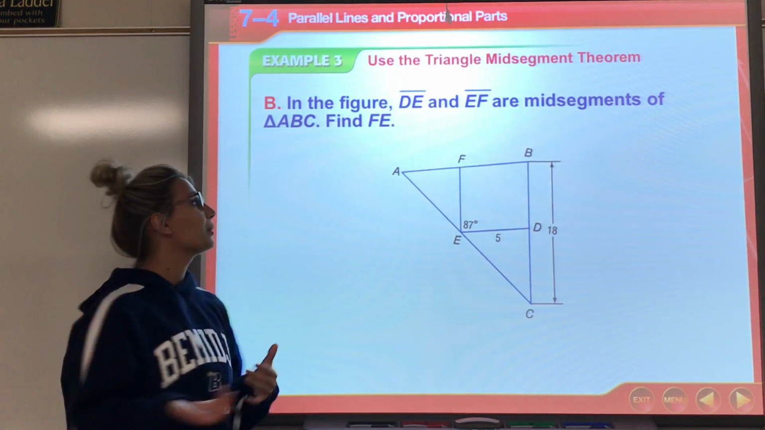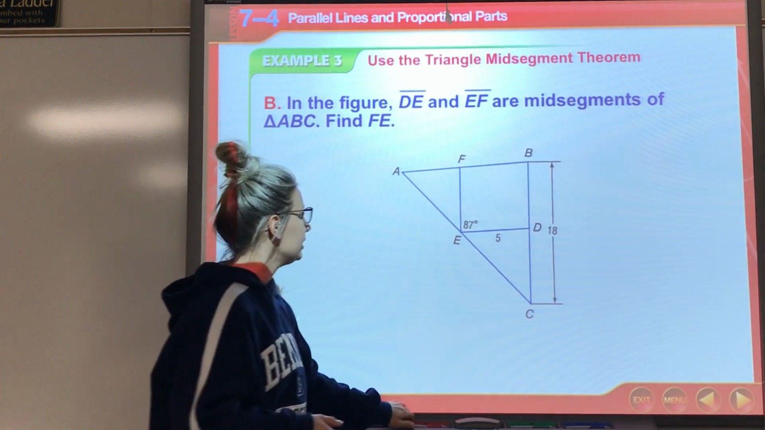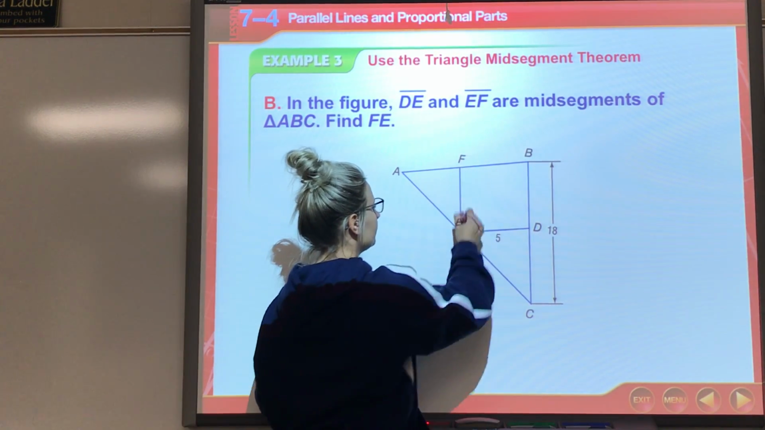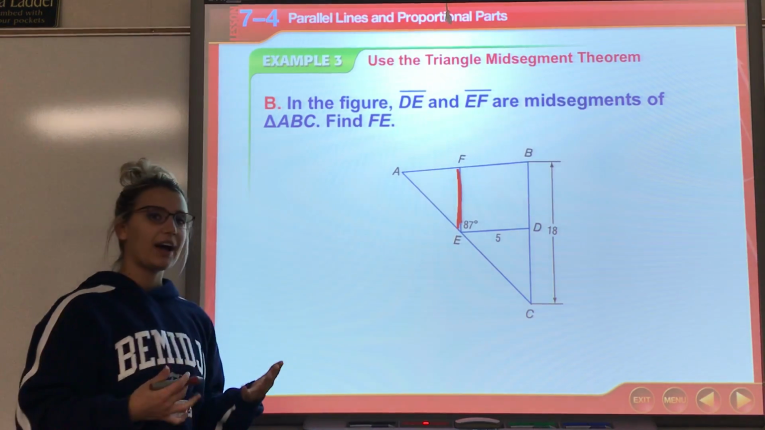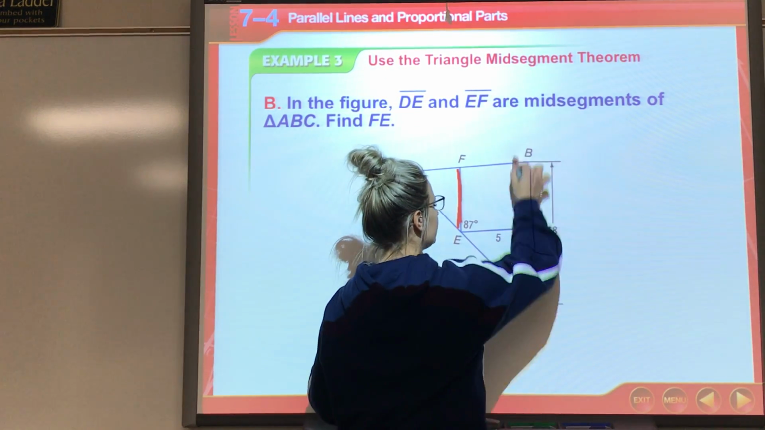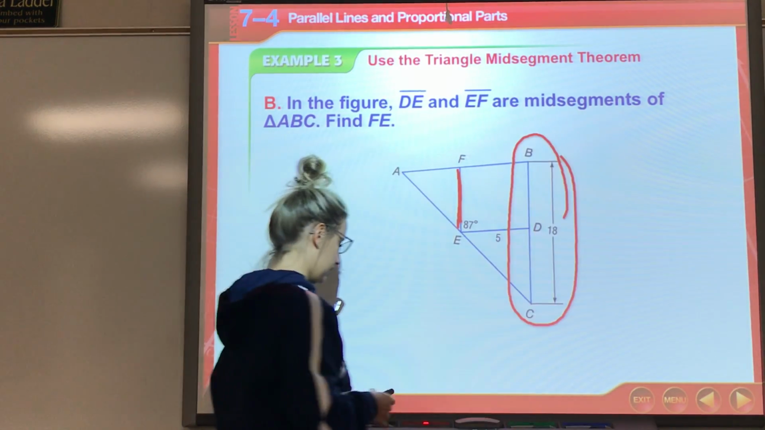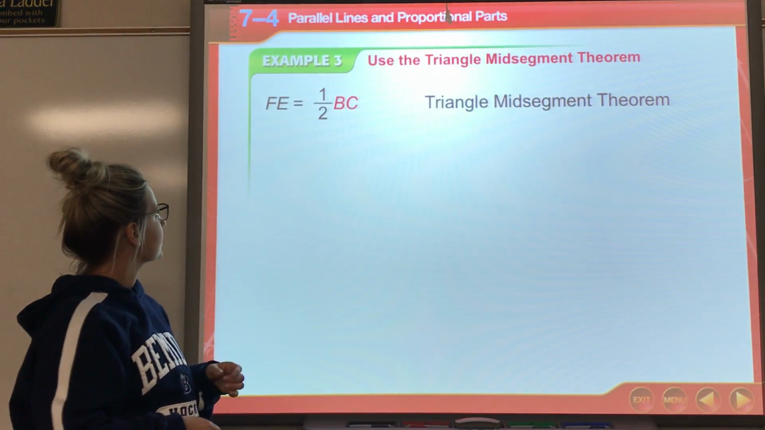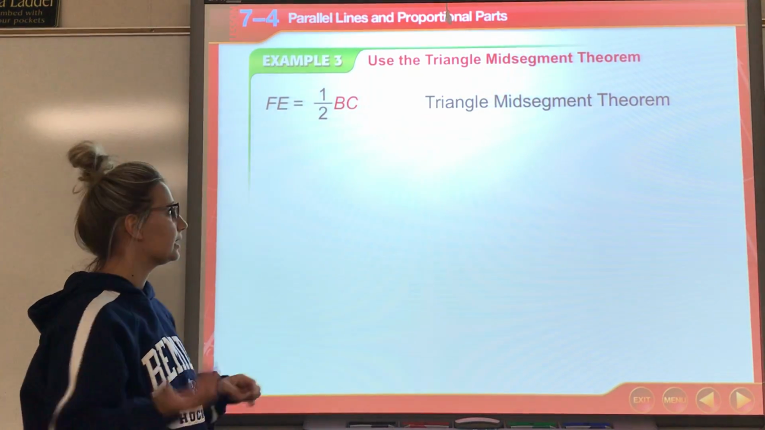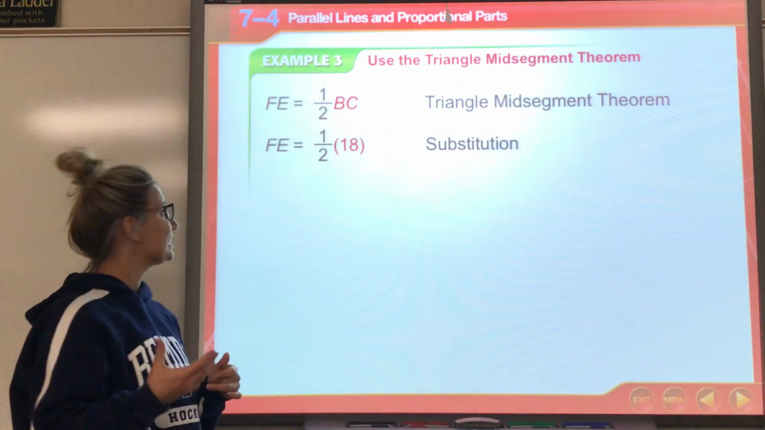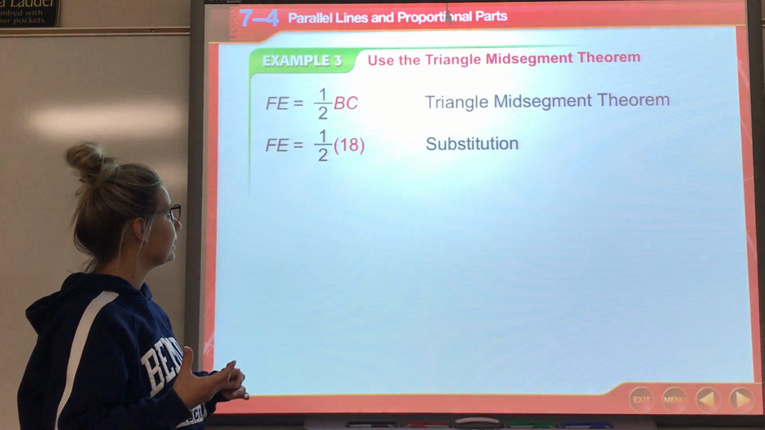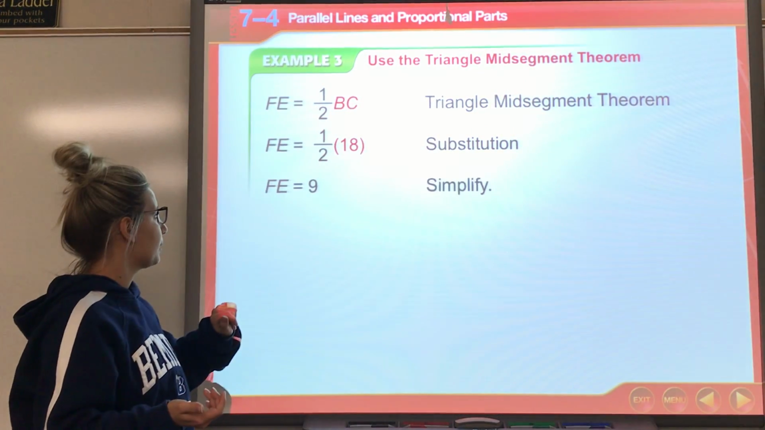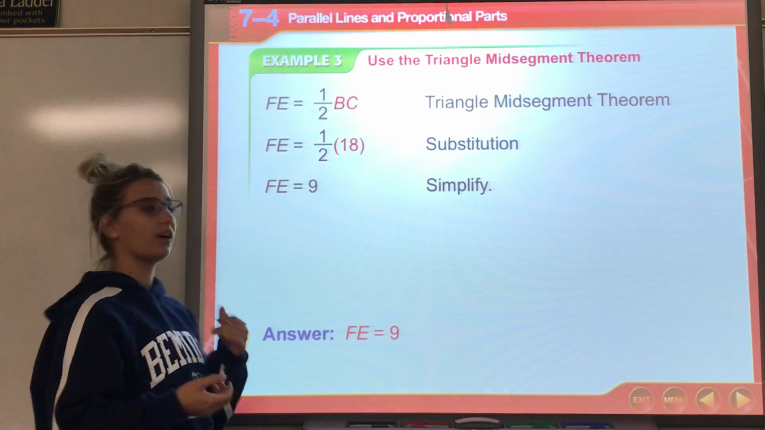Here's the same figure, but now we're trying to find FE. So here's FE. We know that that's 1/2 of BC, so we need to use that 18 that they give us. Since FE is 1/2 of BC, we can substitute that 18 in for BC, multiply that out, and so the length that we get for FE is 9.